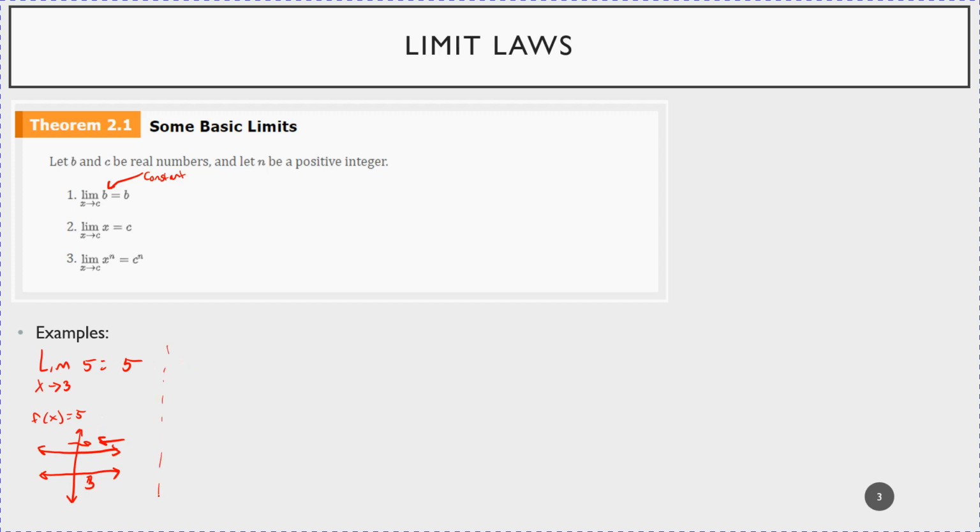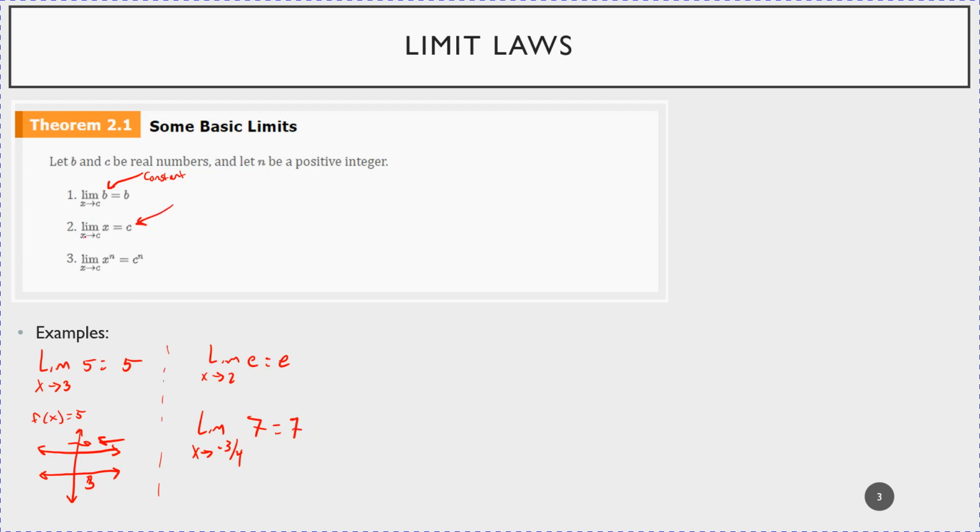And it holds for anything. For example, the limit as x goes to 2 of a constant, even the number e, is still e. Or the limit as x goes to negative 3/4 of the number 7 is 7. Whatever it is, if it's just a constant, the limit as x goes to some real number is just the constant.